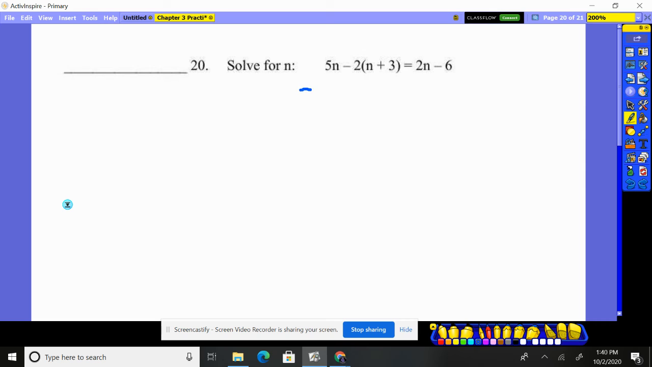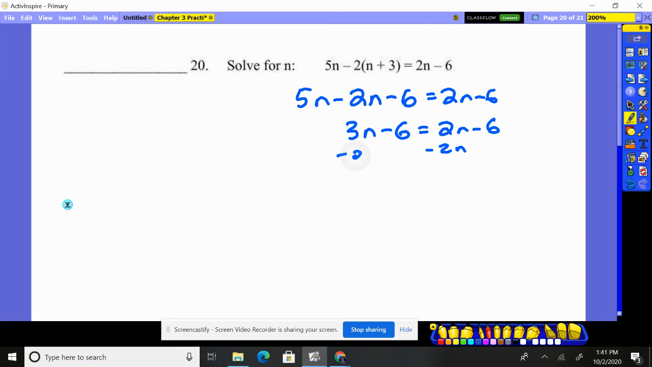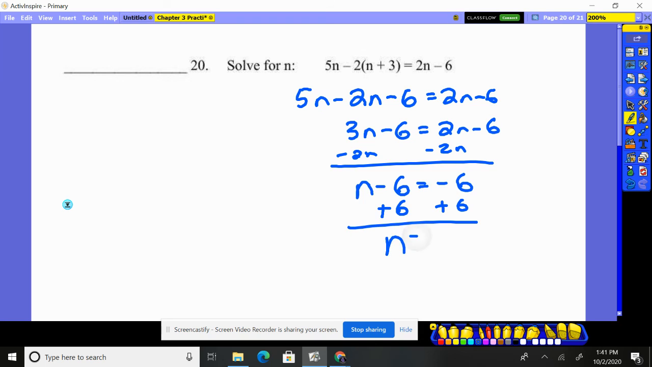20. 5n, distribute the negative 2 through, negative 2n, and then negative 2 times that 3 is negative 6, equaling 2n minus 6. So I get what? 3n minus 6 equals 2n minus 6, minus my 2n, minus my 2n. N minus 6 equals negative 6. We now move our 6 over, move our 6 over. N is 0. Right? 0 is a number. Right? Don't let that trick you.